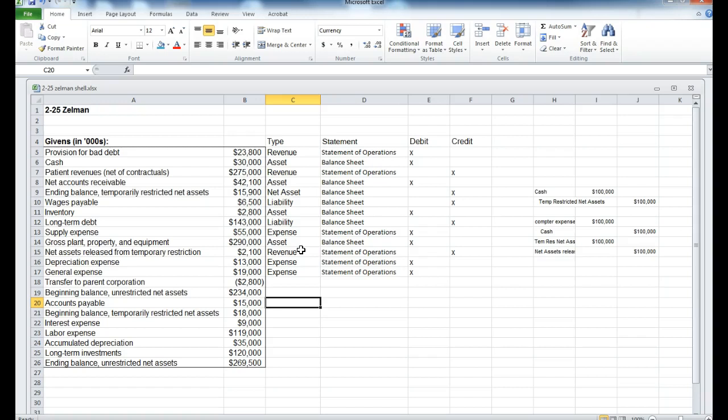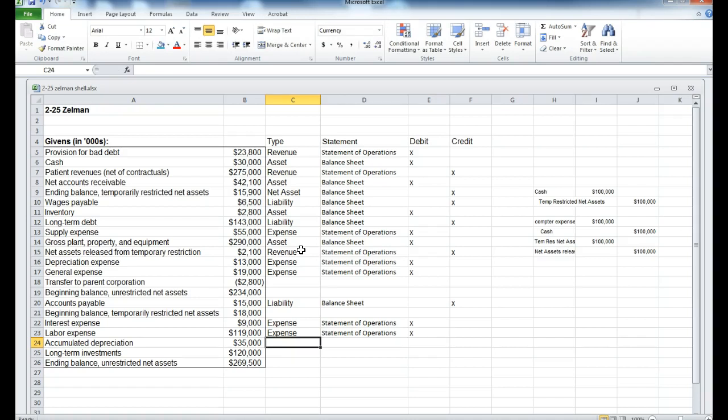Next, we have our accounts payable. We know that that should be a liability. We're going to pay somebody. That's part of the balance sheet, and so it would have a credit balance. Similarly, the beginning balance of temporary restricted we don't care about. We only care about the ending balance. Interest expense is an expense. It's on the statement of operations, and so that would be a debit balance. Labor expense is an expense, again on the statement of operations, debit balance.